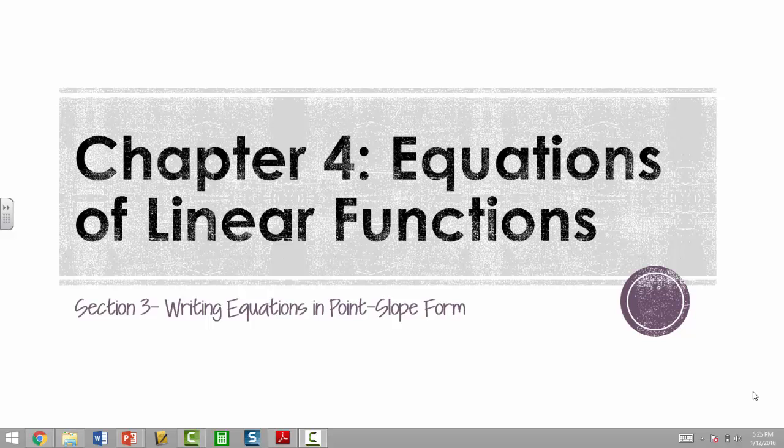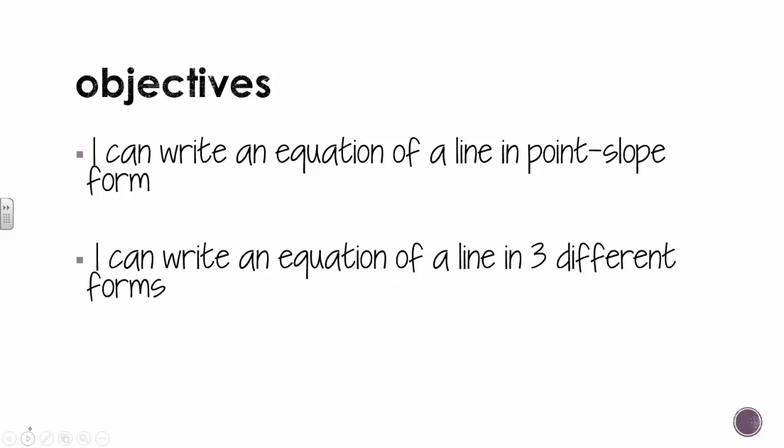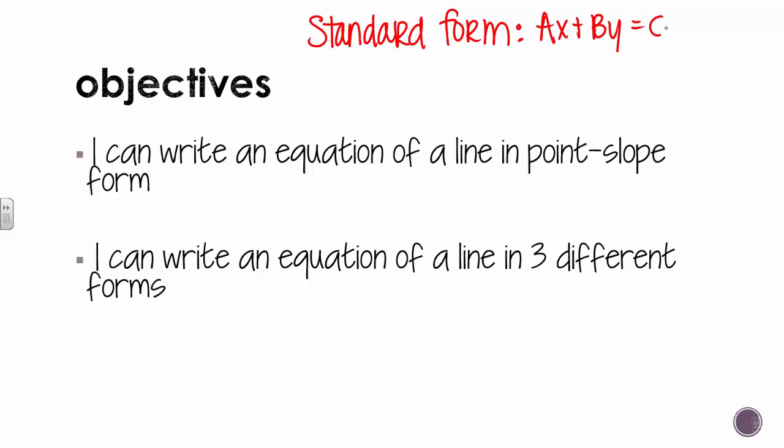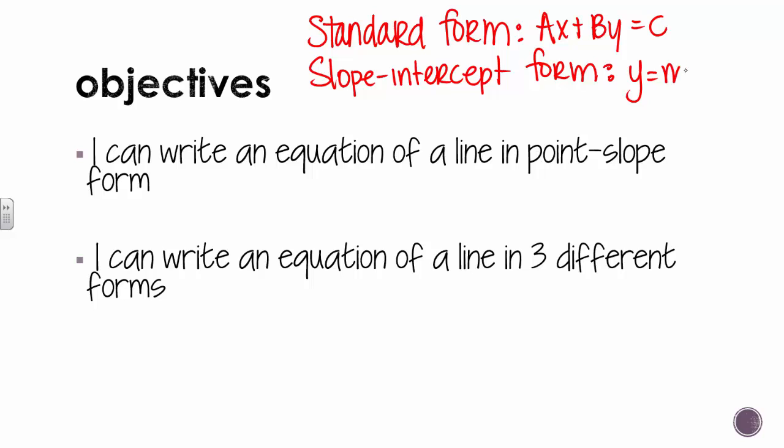So in section 3, we are going to talk about a new form of a line. So far, we have standard form, which remember is ax plus by equals c. We learned slope-intercept form, and that's the one we've been focusing on the past 2 days, y equals mx plus b. And today we're going to learn one called point slope form.